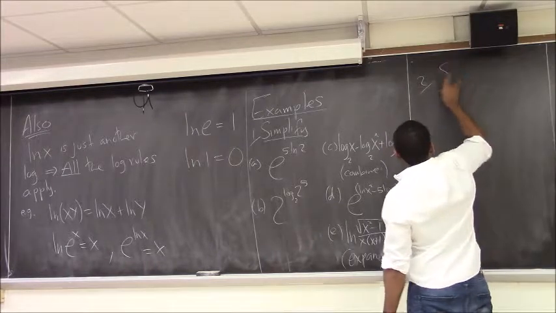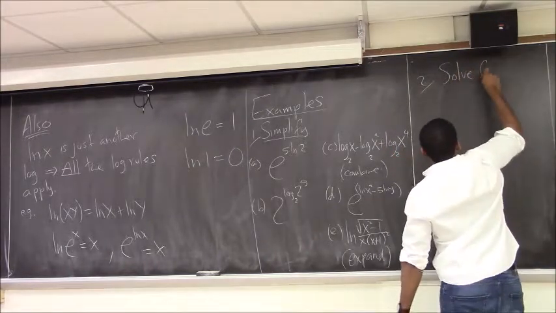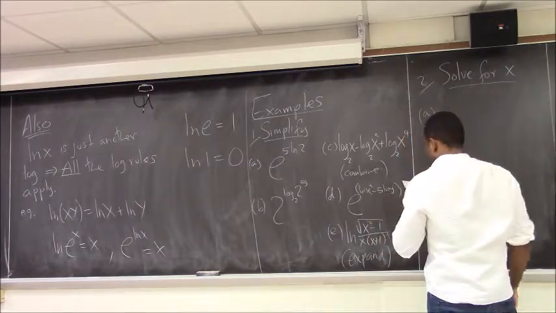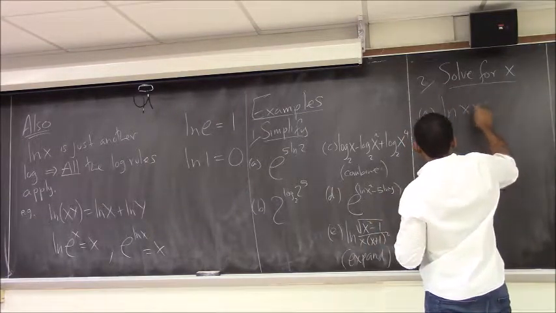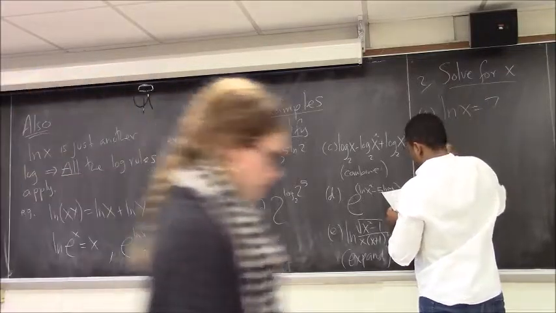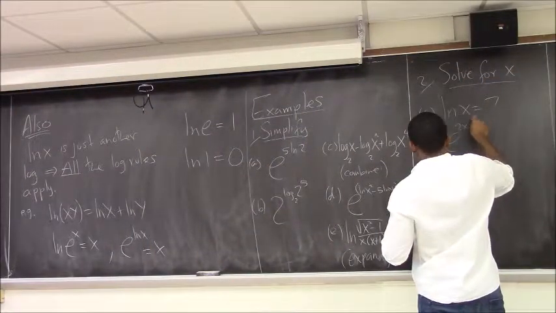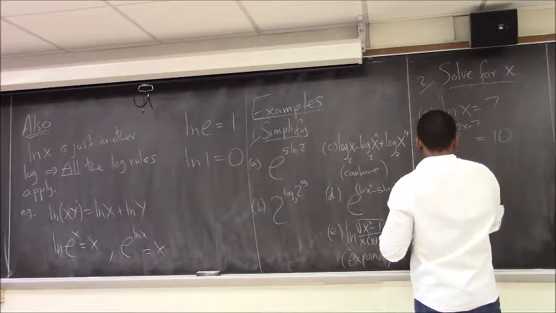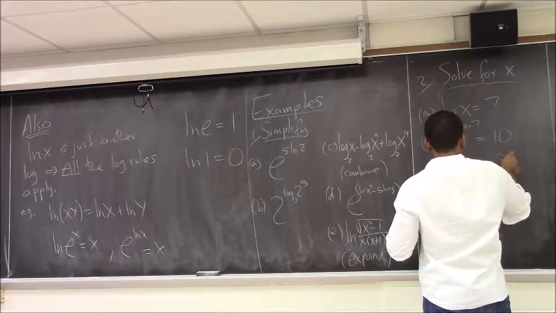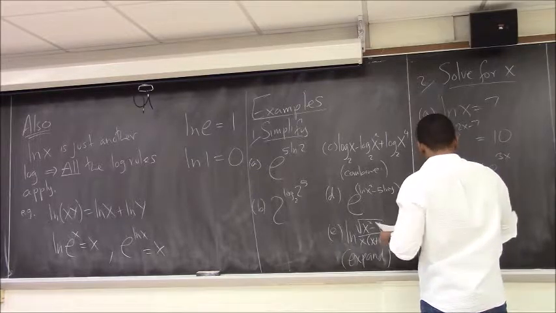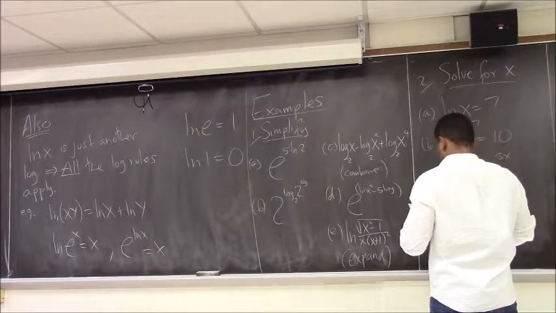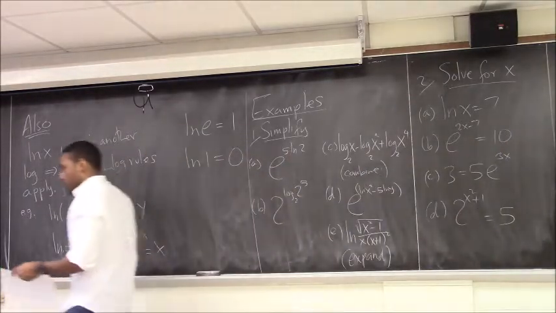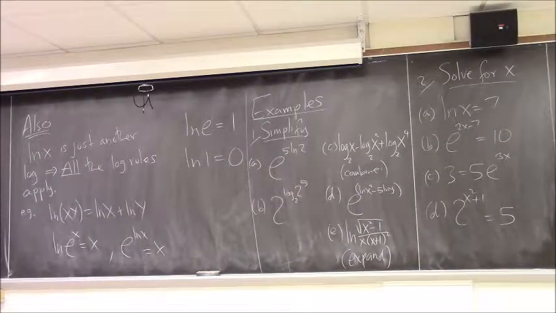Number 2, I want you to actually solve for x. First example, ln of x equals 7. B: e to the 2x minus 7 equals 10. C: 3 equals 5 e to the 3x. D: 2 to the x squared plus 1 equals 5. When we complete these examples, we'll complete the section.